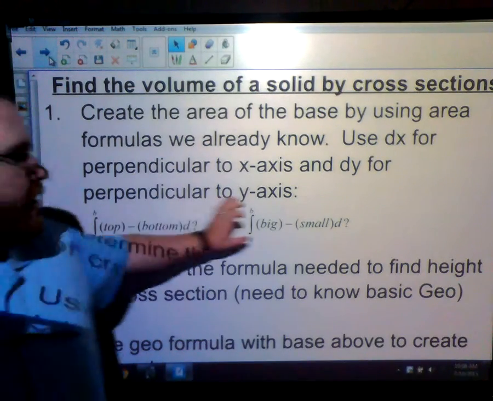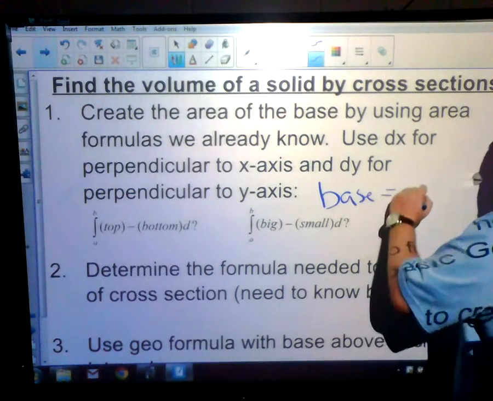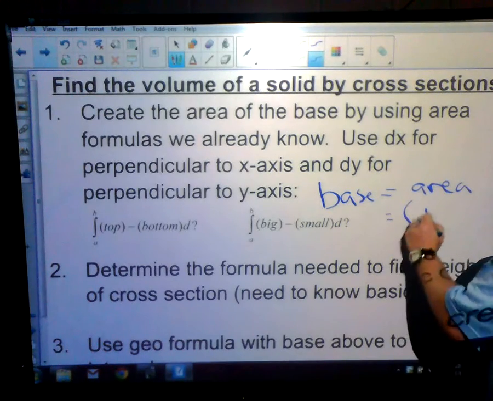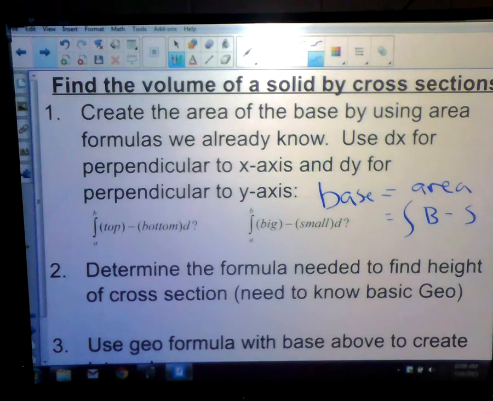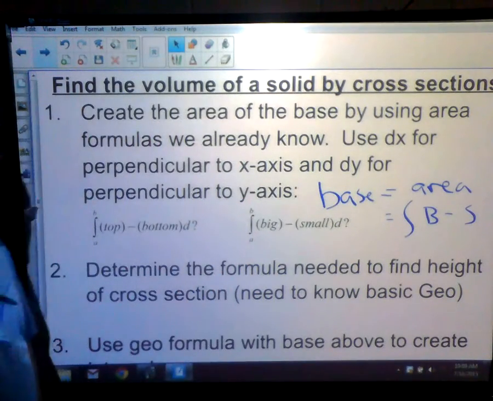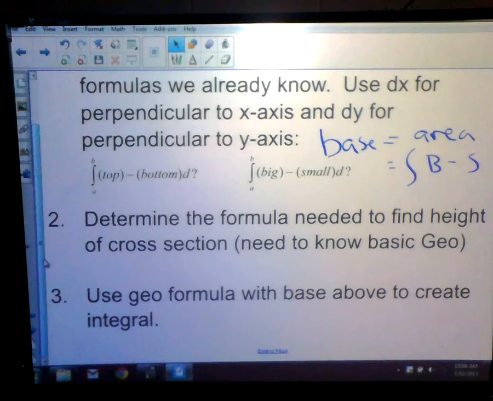So we're going to do the area. So remember that. Base is equal to the area, which means it's the integral of big minus small. The base is always the integral of big minus small. Then we determine what formula we need to find the height. That's basic geometry, and we'll talk about that in a second. Then we use the geometric formula with the base above to create an integral.